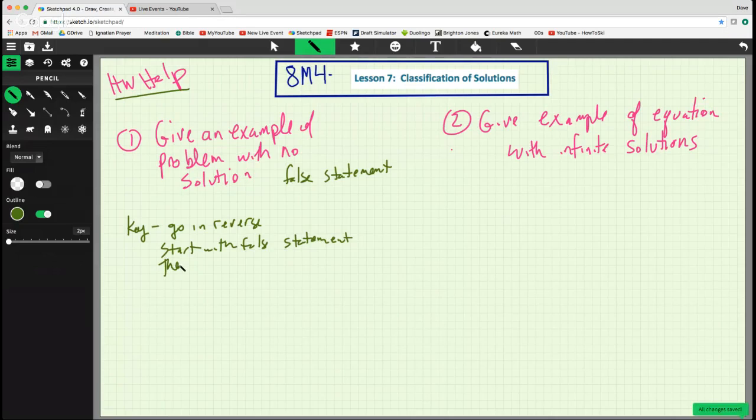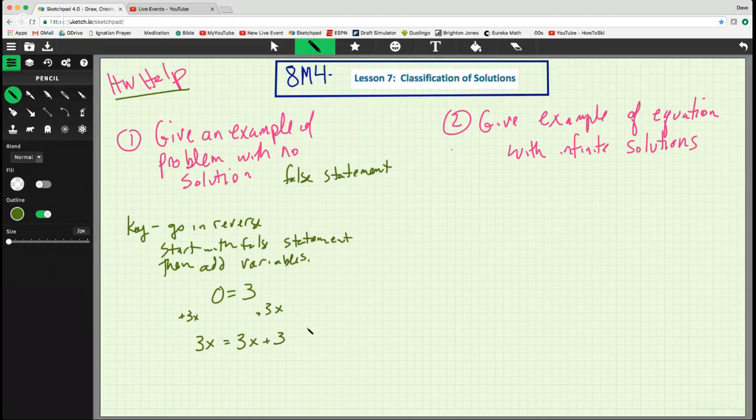And then we add variables. Watch this. So I'm going to start with a false statement: 0 equals 3. Now I'm going to add some variables to this. I'm going to add 3x to both sides because I can do that. So let's add 3x to both sides. So I get 3x equals 3x plus 3.